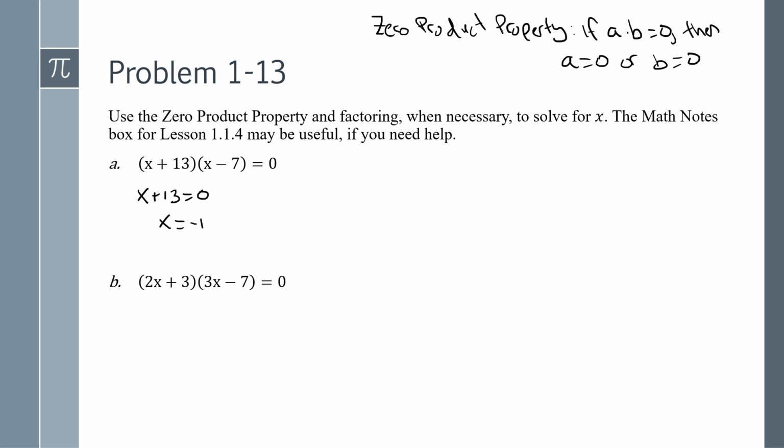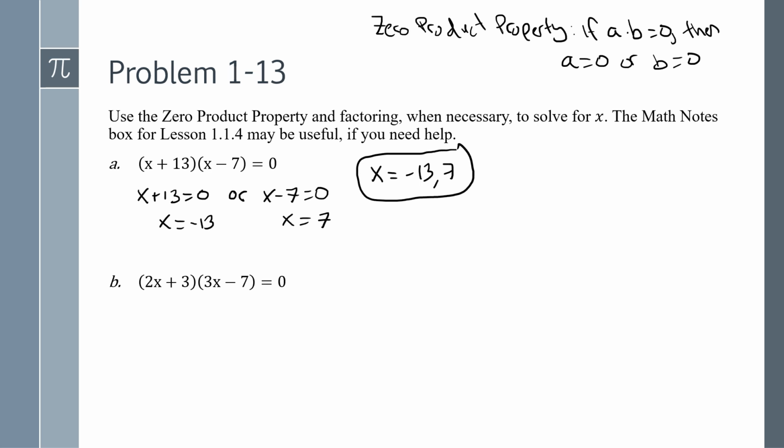So when x is negative 13, this whole equation will equal 0, because 0 times something equals 0. Or, according to the property, I let x minus 7 equal 0. So add the 7. The solutions would be when x is negative 13 or positive 7, that will make this equation 0, because negative 13 makes the first factor equal 0, and 0 times anything is 0. And positive 7 makes the second factor equal 0, and something times 0 is 0. So anytime I want to solve an equation that's in factored form, that's what I do.